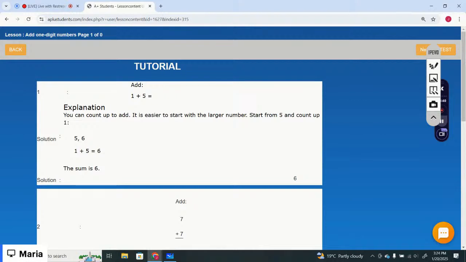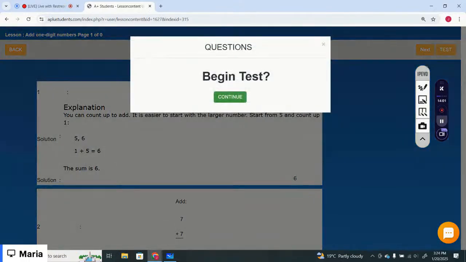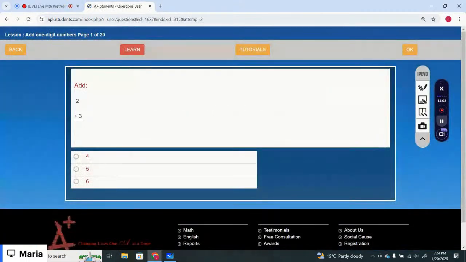Add 1 plus 5. So 1 plus 5 makes 6. You have to start with a greater number and count up till the smaller one. So 5 plus 1 makes 6. Let's just start with the test questions.